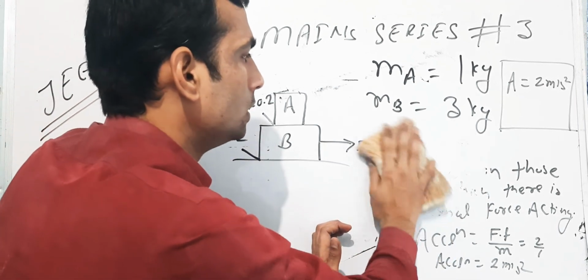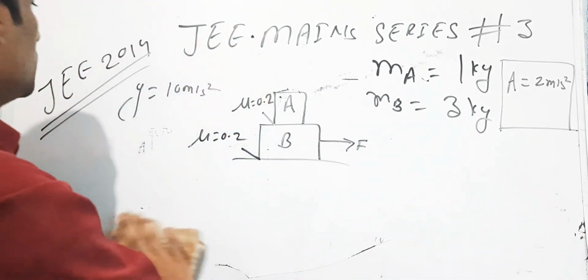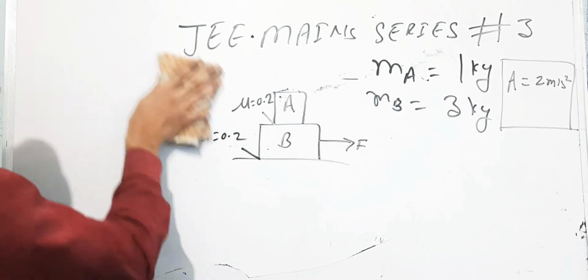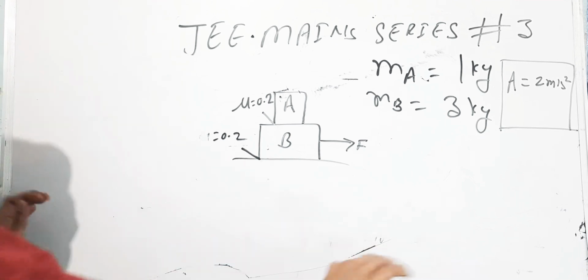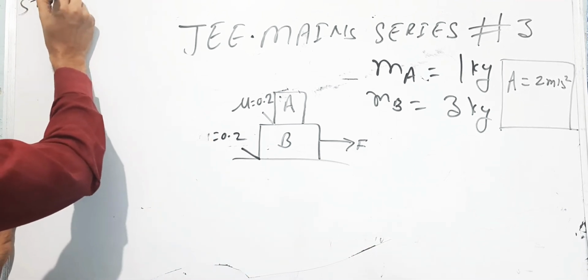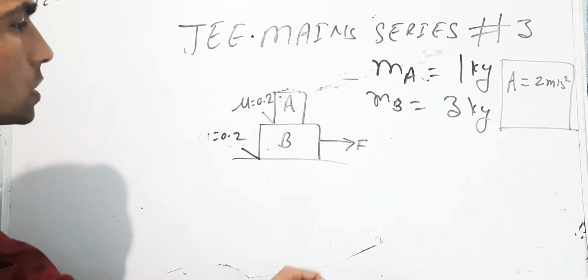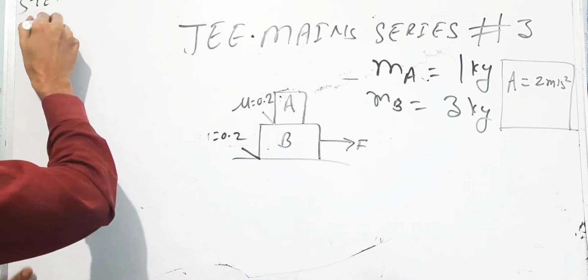What is step number 2? I want to erase all this data, right? So step number 2: consider the whole system. Consider both of the blocks as a system.